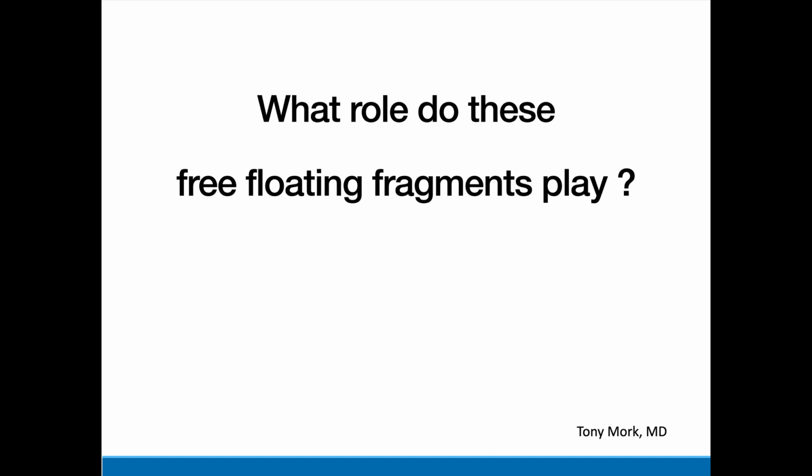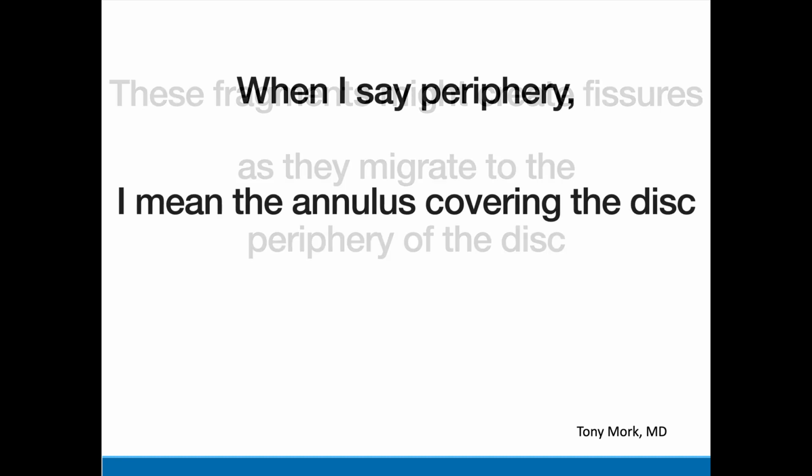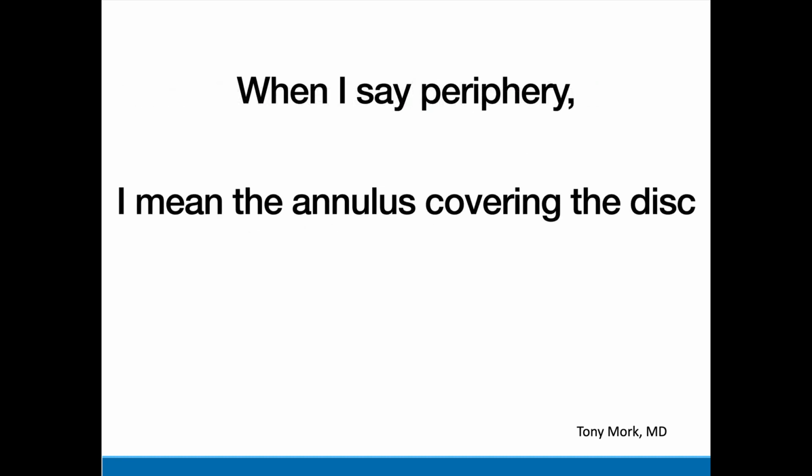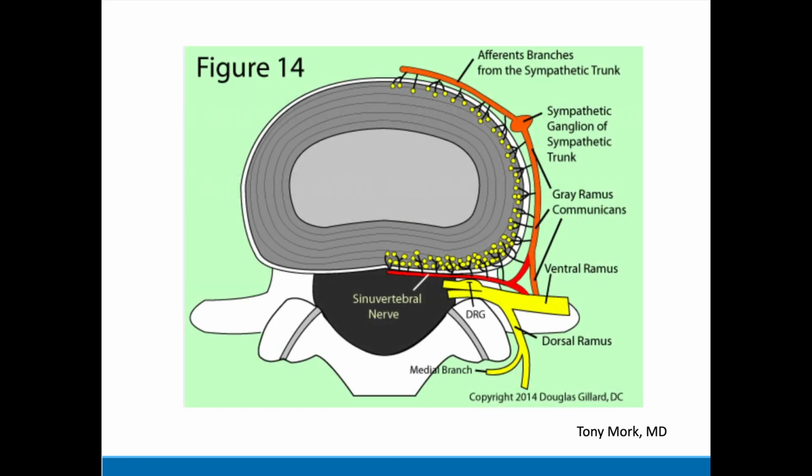What role do these free-floating fragments play? These fragments might create fissures as they migrate to the periphery of the disc under the weight of the body. And when I say periphery, I mean the annulus covering the disc. The annulus contains the disc and is filled with sensory nerves, as we can see in this picture here.